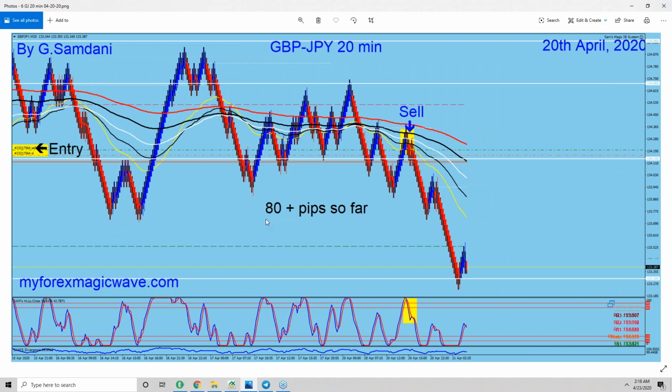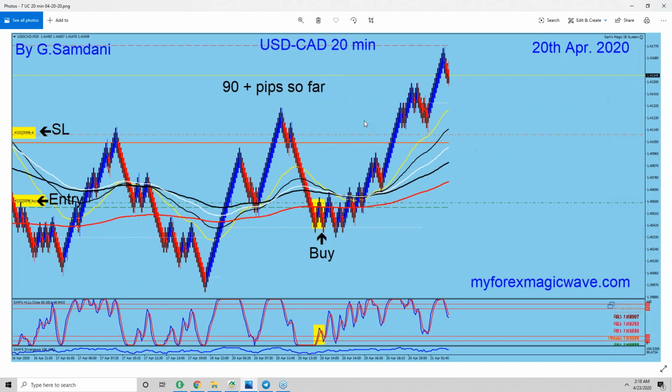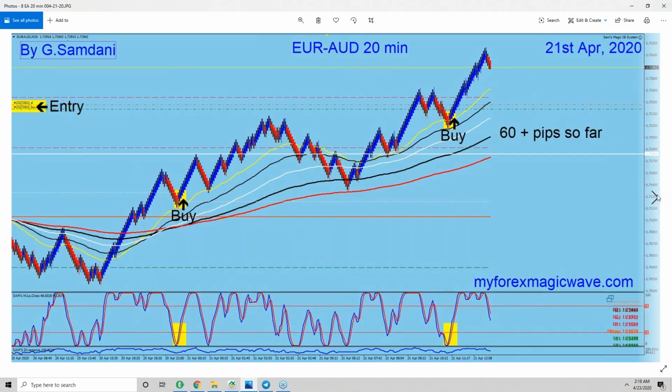Short setup here. I don't need to explain that again and again, right? I explained it already. So 80 pip right there, pound yen. Next trade was USDCAD going up 90 pip. Next trade going up Euro Aussie, same setup, 80 pip. I mean 60 pip, right? Buy order here, SL move.